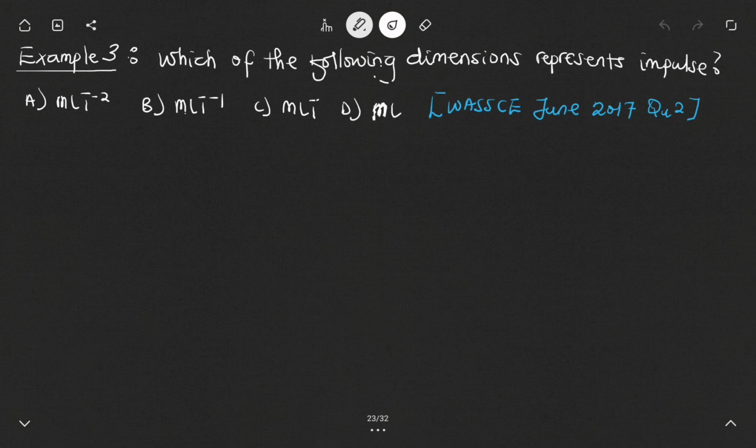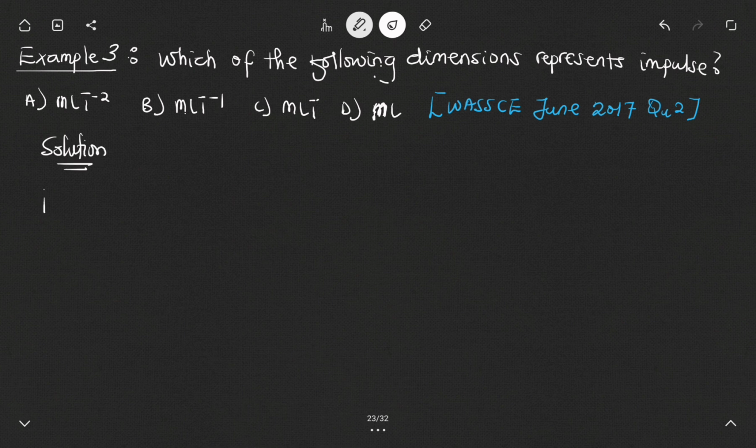All right, let's have a look at one final example. They said, which of the following dimensions represent impulse? Okay, so let's continue and have a look at that particular example. By the way, this is the WASSCE June 2017 question number 2. Right, so let's have a look at the solution.